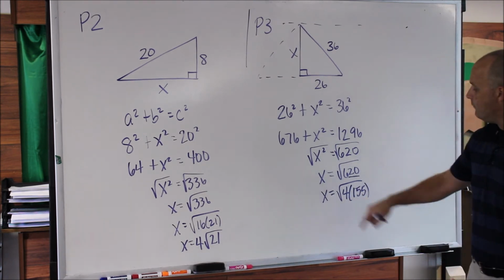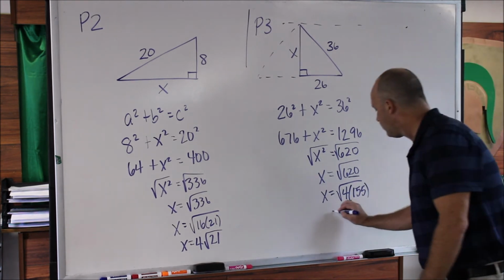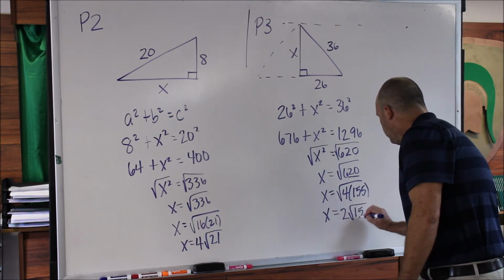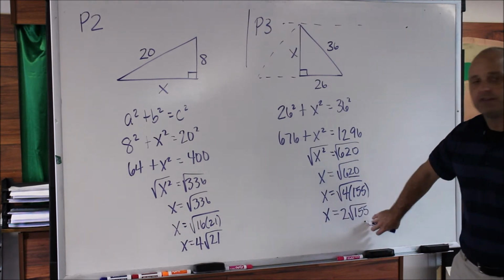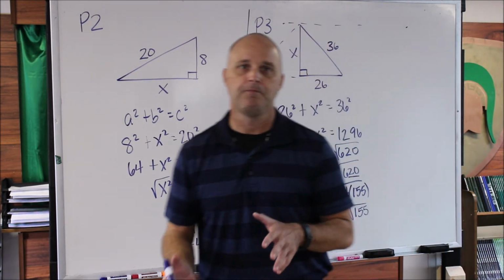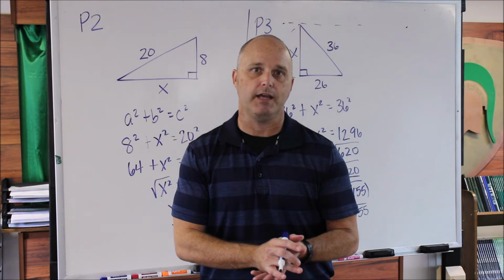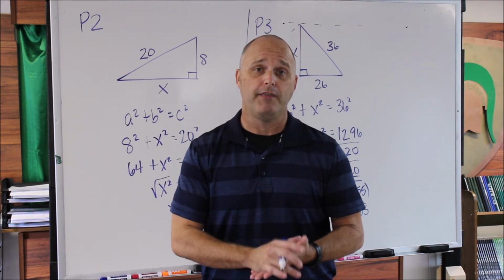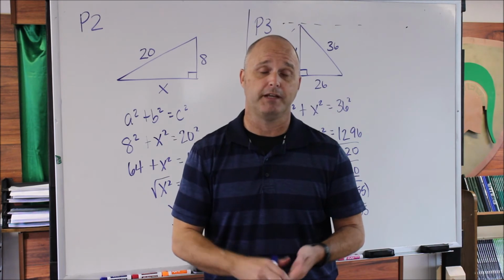And so what we're going to have left is, once we take the square root of 4, it's going to be 2 square root of 155. This is the answer we want to use, because that's going to be our most accurate answer. If we were to take that into a decimal, then we're going to have to round our decimal off somewhere, and then we're going to have an inaccurate answer because it's been rounded.